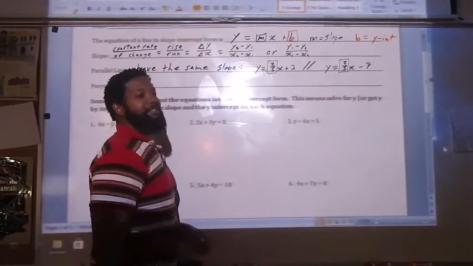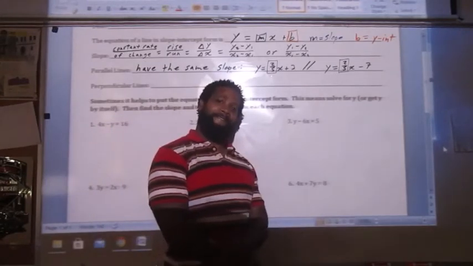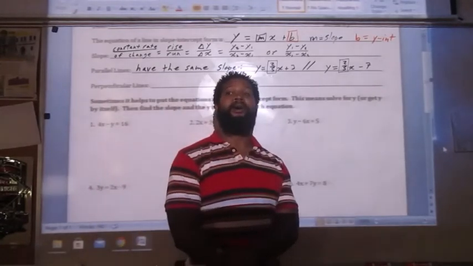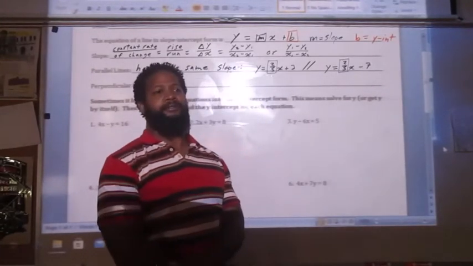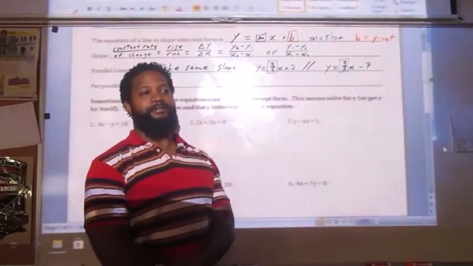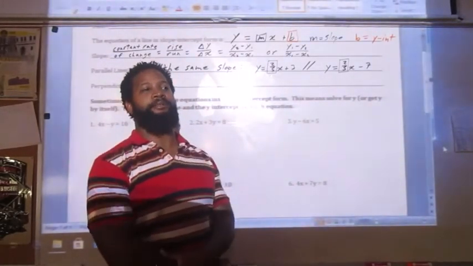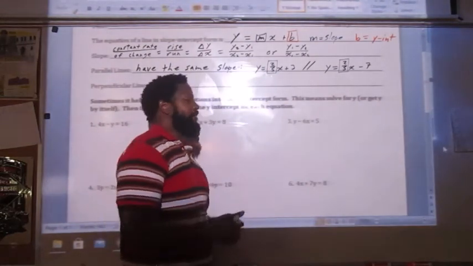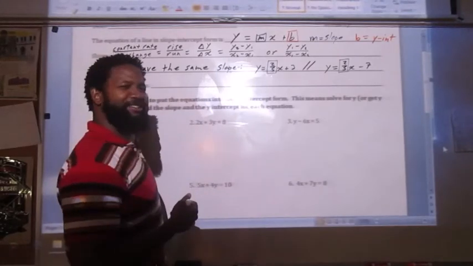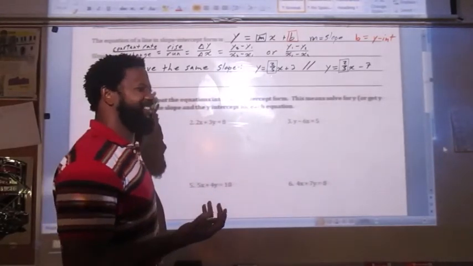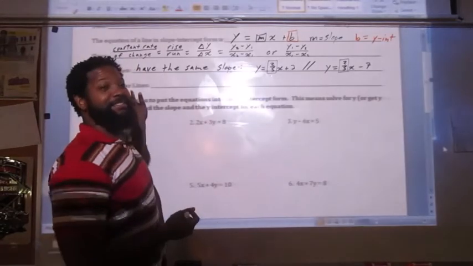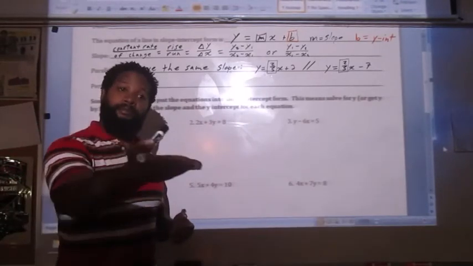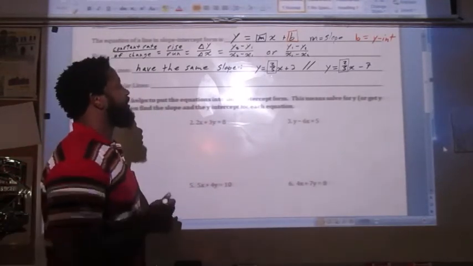Perpendicular lines. What are perpendicular lines? They make a T, lines that intersect making what kind of angle? 90 degrees. Perpendicular lines intersect, making a T. They cross, making a 90-degree angle.